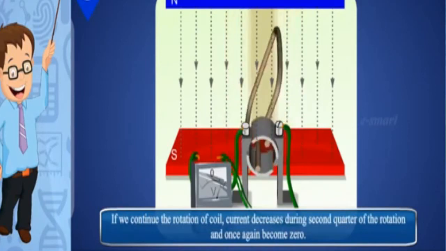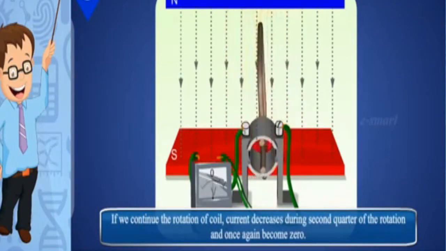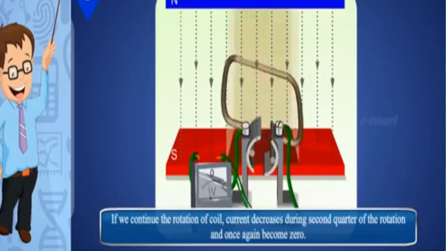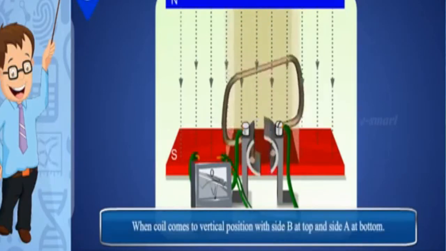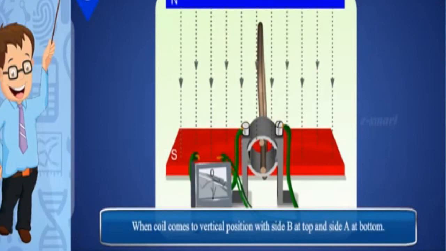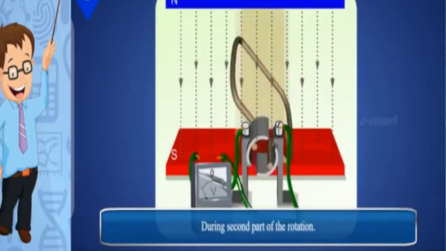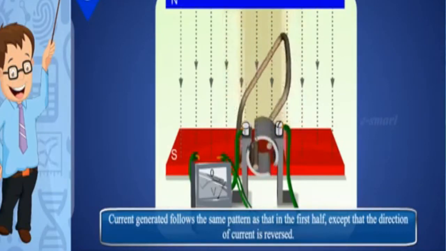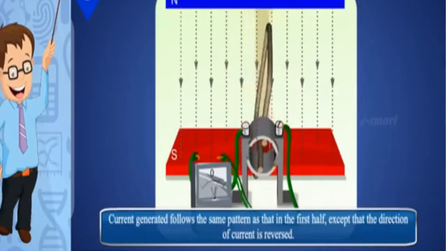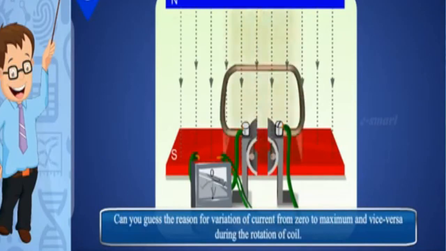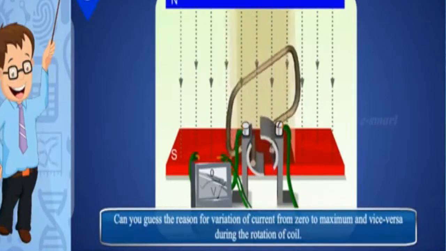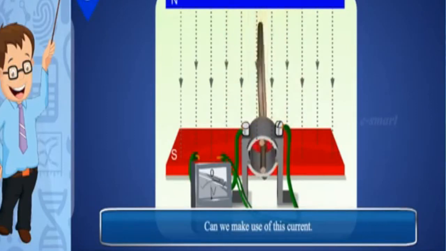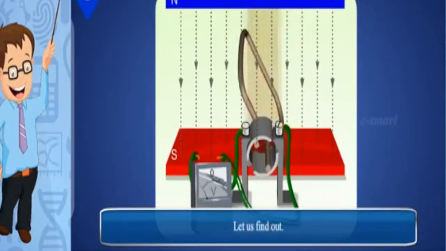If we continue the rotation of the coil, current decreases during the second quarter of the rotation and once again becomes 0, when the coil comes to a vertical position with side B at the top and side A at the bottom. During the second half of the rotation, the current generated follows the same pattern as that in the first half, except that the direction of current is reversed. Can you guess the reason for the variation of current from 0 to maximum and vice versa during the rotation of the coil? Can we make use of this current? If so, how? Let us find out.